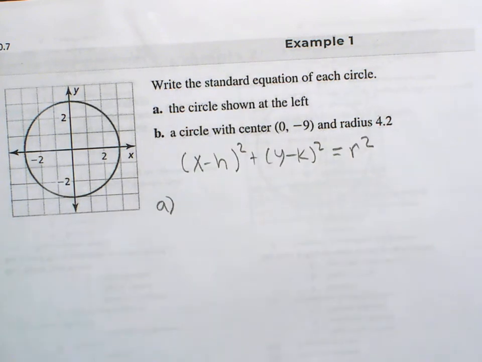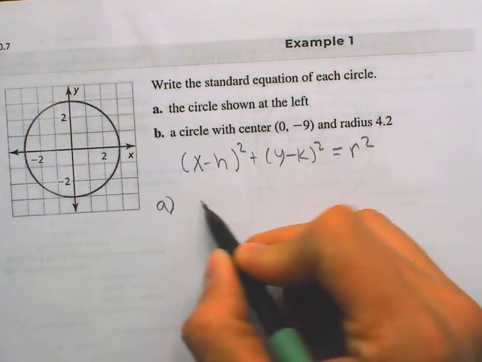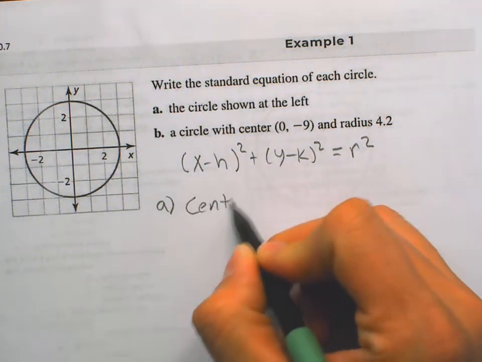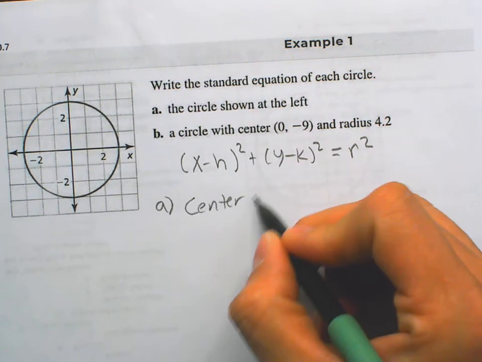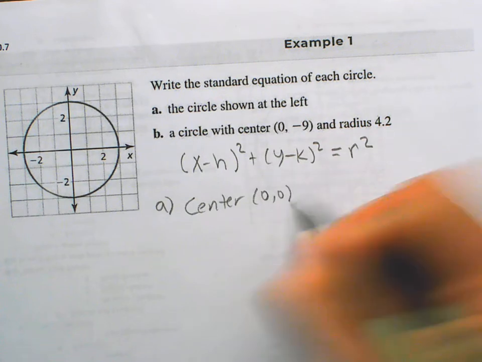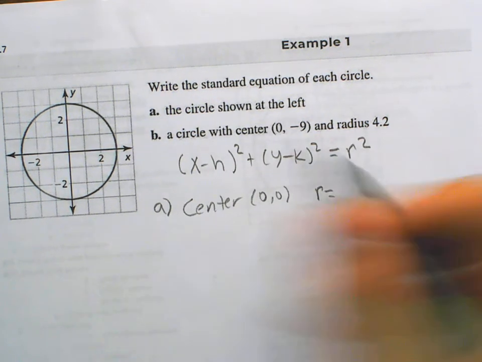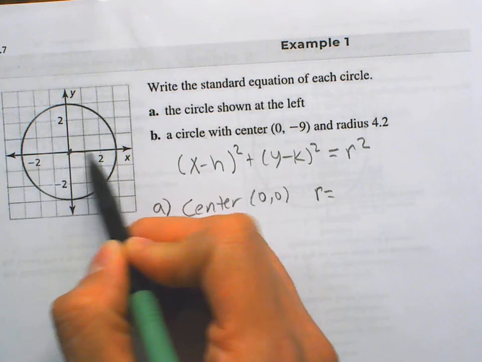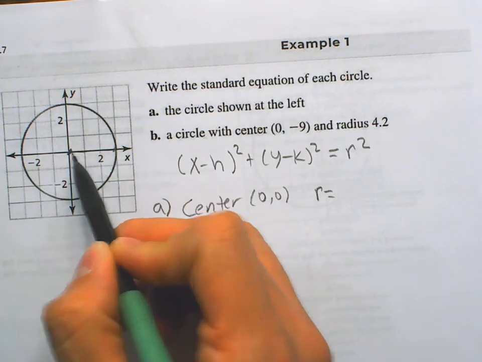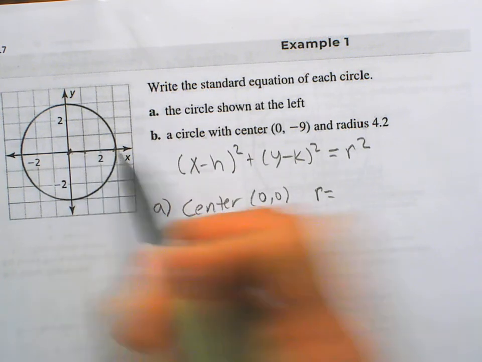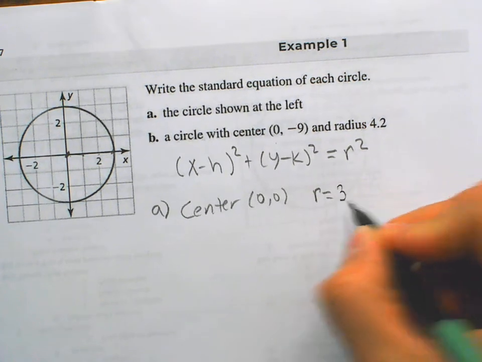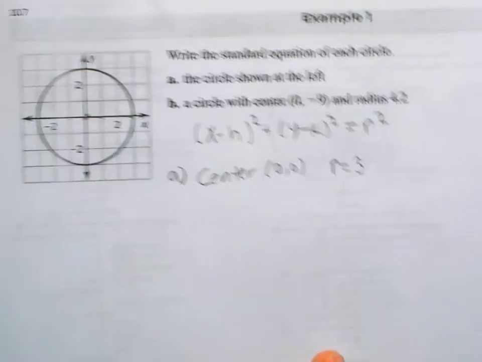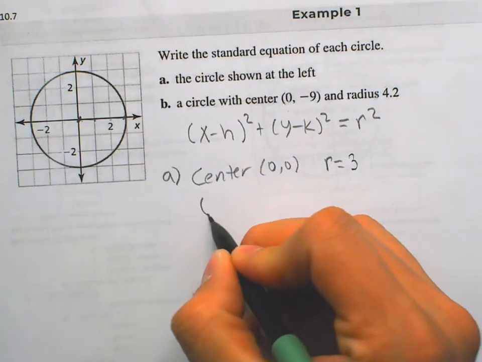I need two pieces of information from this in order to create the equation. I need the center of the circle and I need the radius of the circle. For the center, obviously it is centered at the origin. The radius is the distance from the center to the circle, which in this case is 1, 2, 3. So the radius is equal to 3. All we need to do is substitute those values into the equation.